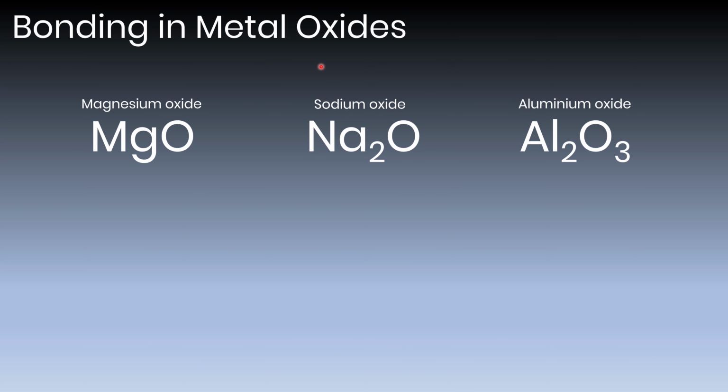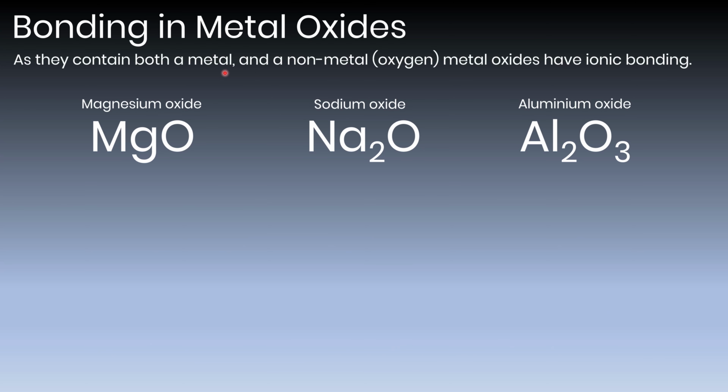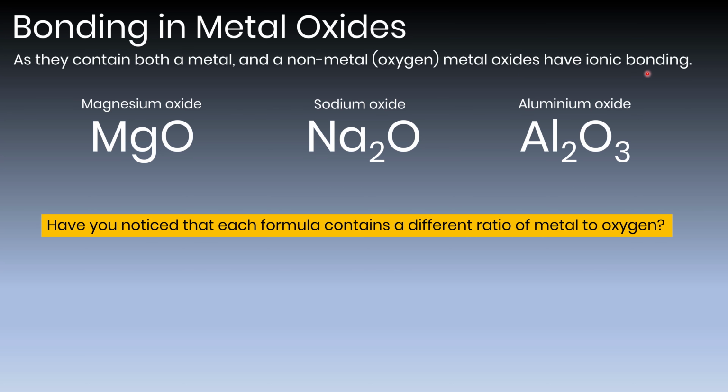We can now consider the bonding in metal oxides. As they contain both a metal and a non-metal, oxygen, then metal oxides must have ionic bonding. You may have also noticed that each formula contains a different ratio of the metal to oxygen. For example, in magnesium oxide, there is 1 atom of magnesium for every 1 atom of oxygen. In sodium oxide, there are 2 atoms of sodium for every 1 atom of oxygen. And in aluminium oxide, there are 2 atoms of aluminium for every 3 atoms of oxygen.